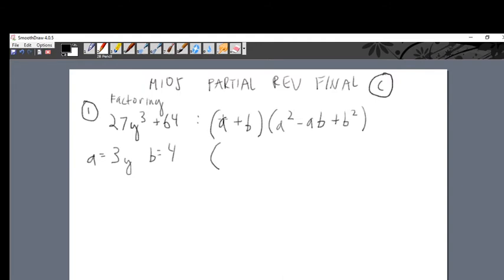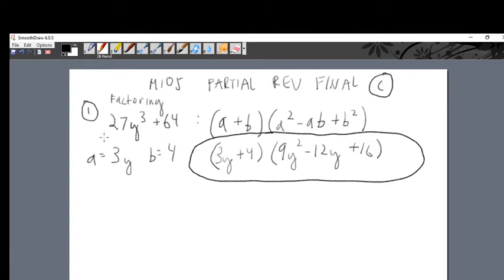We need to memorize what a turns into. It's going to be 3y. What's b turn into? It's going to be positive 4, times, what's a squared? 3y times 3y is 9y squared. What is minus a times b? A times b is 3y times 4 is 12y, so that's going to be minus 12y. And what's b squared? 4 times 4 is 16. End parentheses, end of problem. We have factored a situation where we have perfect cube, perfect cube, perfect cube with a plus in between. That's what we needed to know for this final.